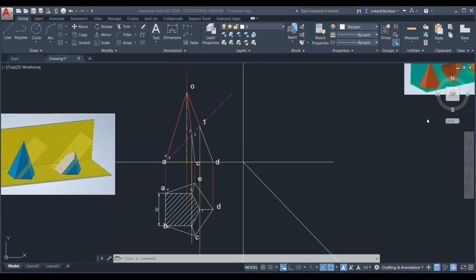So draw the projector lines from the front view and from the top view. For that, draw a 45-degree line in the fourth quadrant, take the projection on this line from the sectional top view, and project this line vertically upward.